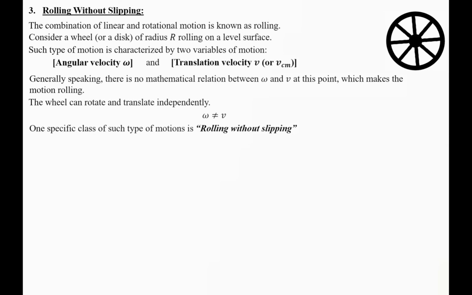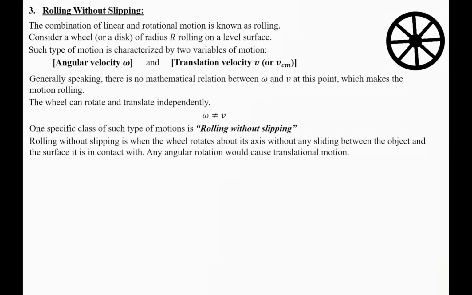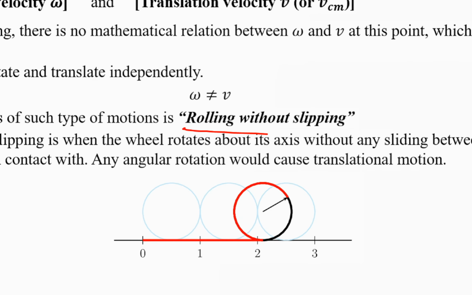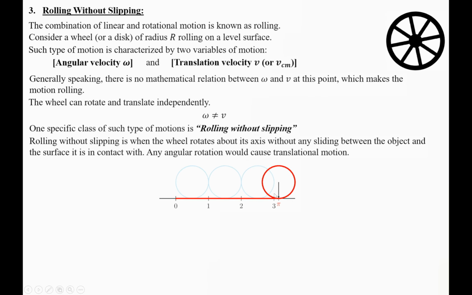Now, one specific class of such type of motions is rolling without slipping. Rolling without slipping is when the wheel rotates about its axis without any sliding between the object and the surface it is in contact with. Any angular rotation would cause translational motion, as seen in this animation. Previously I was explaining that both types of motion, translation and rotation, generally speaking, are independent. If we're talking about rolling without slipping, you can notice that the wheel will rotate, but this rotation itself will cause translational motion, and this is known as rolling without slipping.